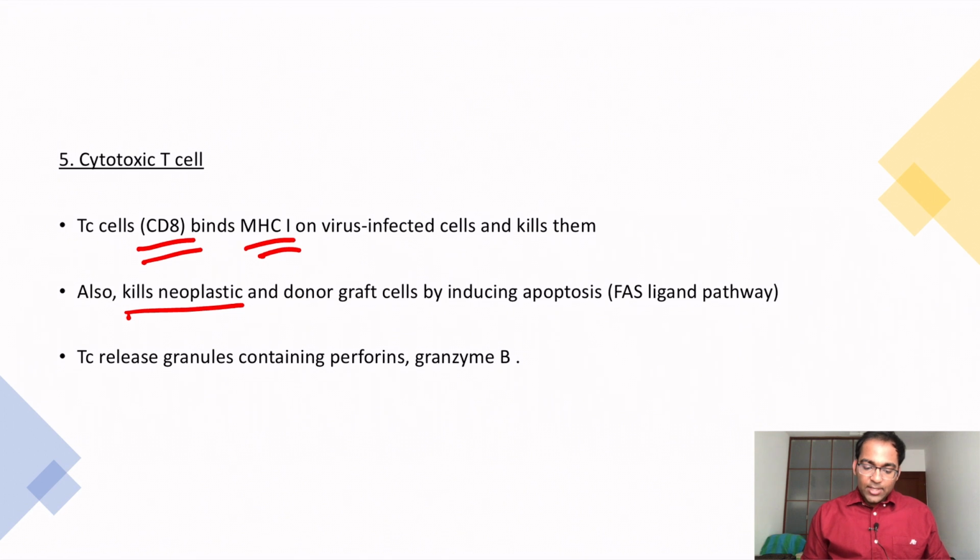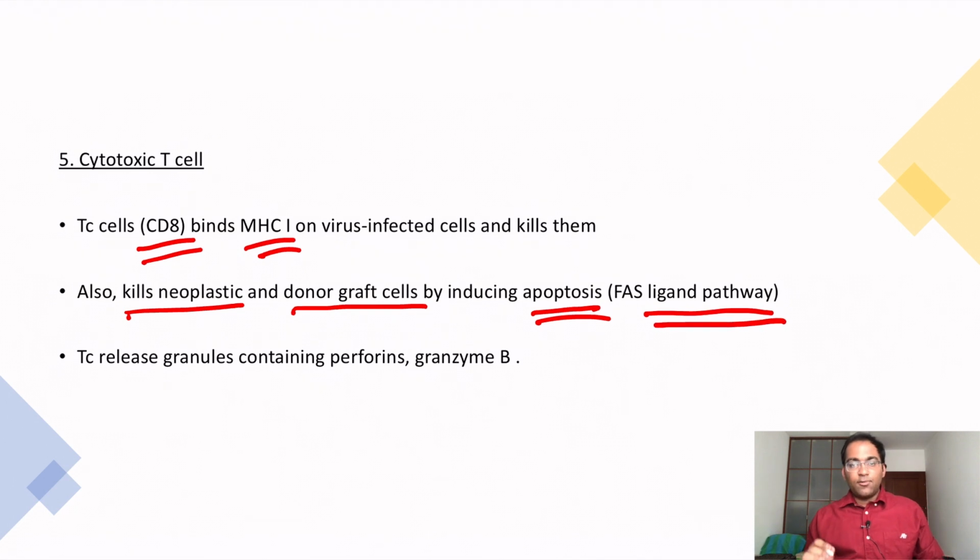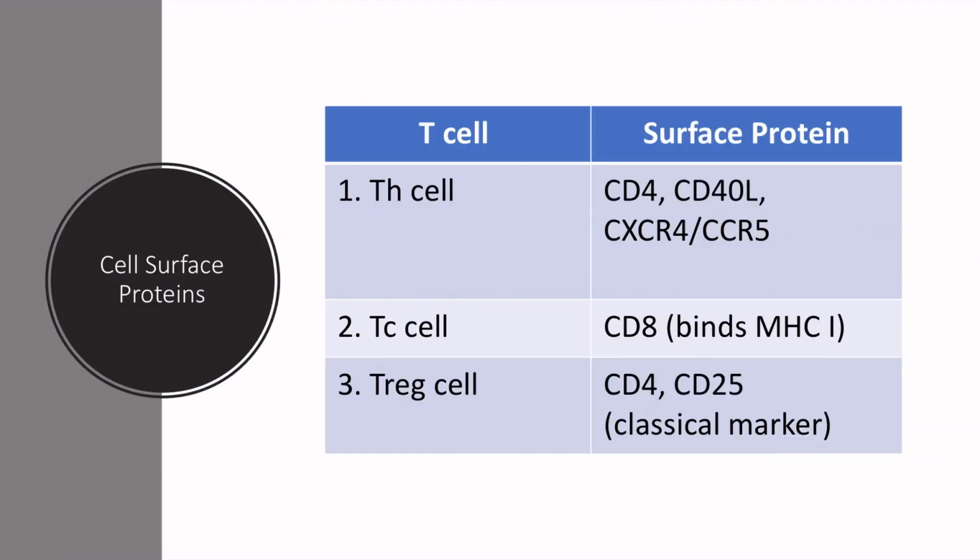Cytotoxic T cells kill neoplastic cells and donor graft cells by inducing apoptosis. Now, this Fas ligand pathway is one of the few processes involved in the apoptosis of a particular cell. We have many types of processes, like caspases, then this Fas ligand pathway, and many others, but we'll discuss it in some other module. For now, trust me that the cytotoxic T cells use the Fas ligand pathway to induce apoptosis. The T cytotoxic cells release granules containing perforins and granzyme B, right? And they obviously help the T cell to basically kill the pathogen.